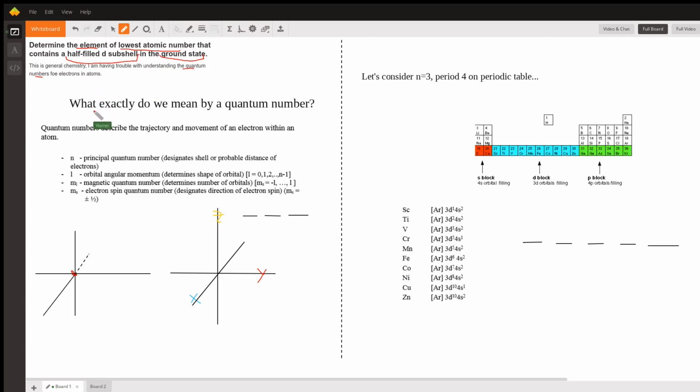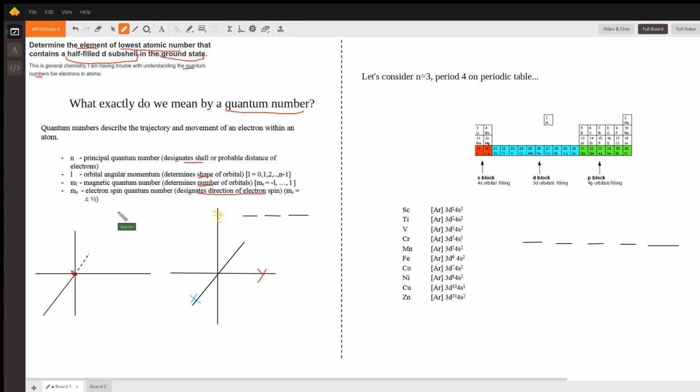So let's start off by having a discussion on what we really mean by a quantum number. Quantum numbers allow us to describe the trajectory or movement of an electron within an atom. There are four different ways. We could describe the shell, the shape of the orbital, the number of orbitals within that certain shell, and the direction of electrons. In other words, it could be the principal quantum number n, the orbital angular momentum number L, the magnetic quantum number ML, or the electron spin quantum number MS.